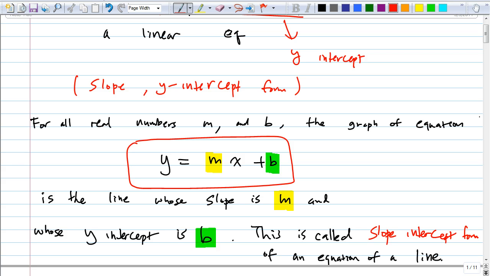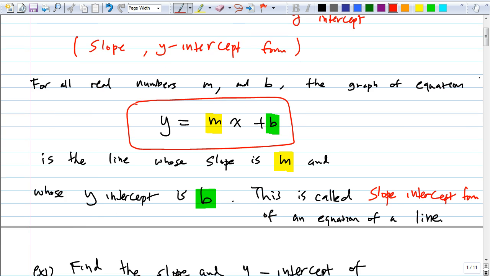A comes before b, doesn't it? Just like x comes before y. Aren't you supposed to put things in alphabetical order, so wouldn't it be y equals b plus mx? Traditionally, we do it this way. You can write it that way if you want, but we write the term with x first and then the number. So that's the form.